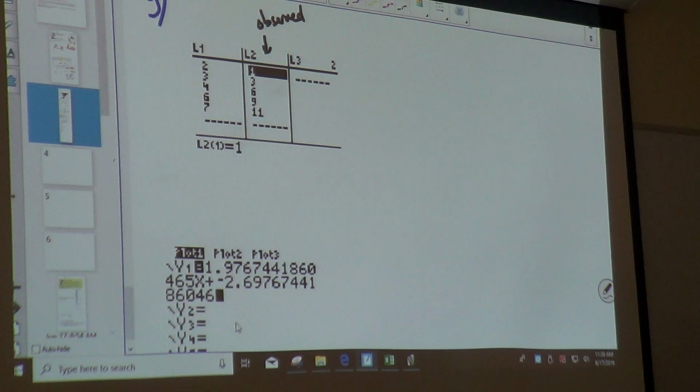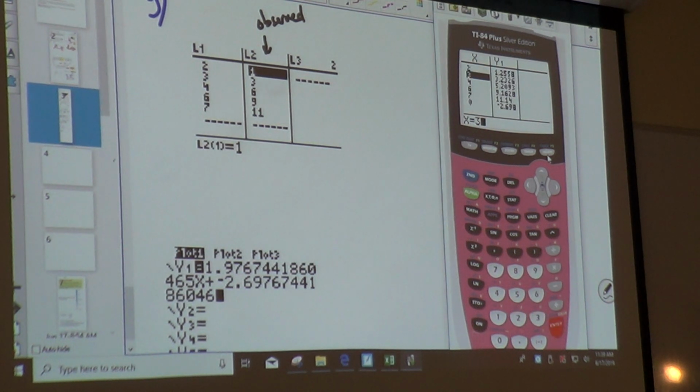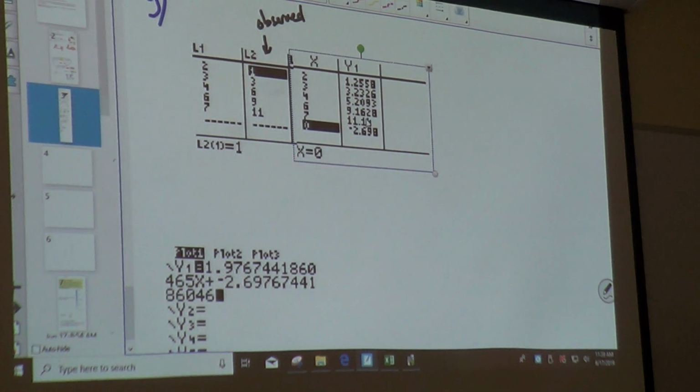I have my equation in, so now when I go to my table, I'm going to plug in those same values: 2, 3, 4, 6, and 7. Let's pretend like that's not there. This is going to be my predicted. When I subtract each one of those, that's going to give me my residual.